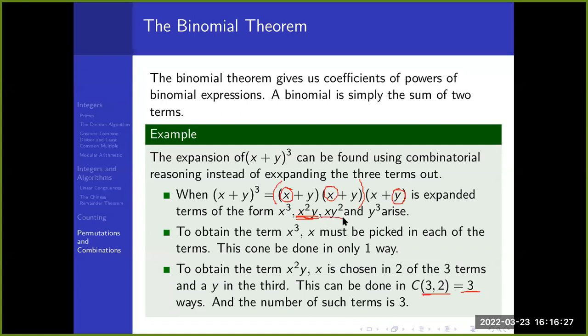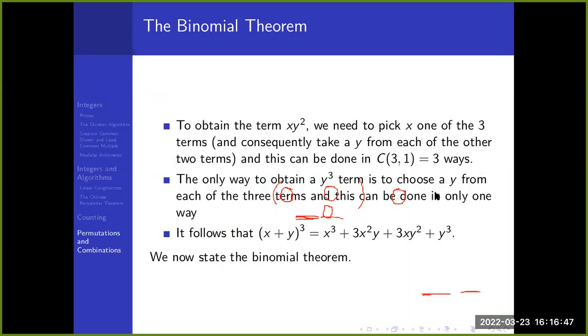Now, if I need to get xy squared, because we are counting the number of ways of picking x, I just need to pick 1 x, and then the y squared will come from the other 2 factors, right? So I can pick 1 x out of the 3 in 3 combination 1 ways. I need only 1 x, and the y squared will come from the other 2 factors. But once I pick 1 x, that's enough. Another x that I pick will give me another y squared.